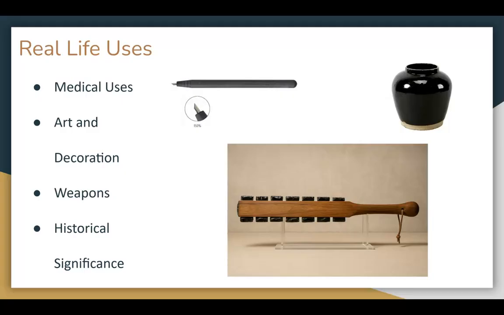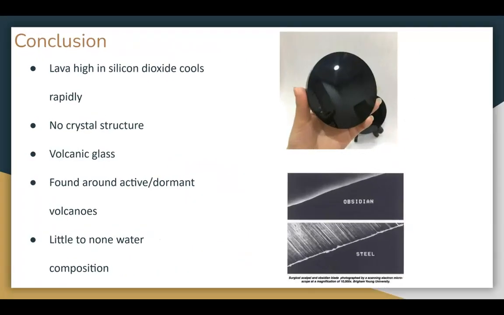So, all in all, let's talk about the takeaways and conclusion of obsidian, shall we? One, it comes from lava that is high in silicon dioxide, or silica. It cools rapidly. It doesn't have a crystal structure. It is what is called volcanic glass. You will find it around active or dormant volcanoes, and it has little to no water composition.